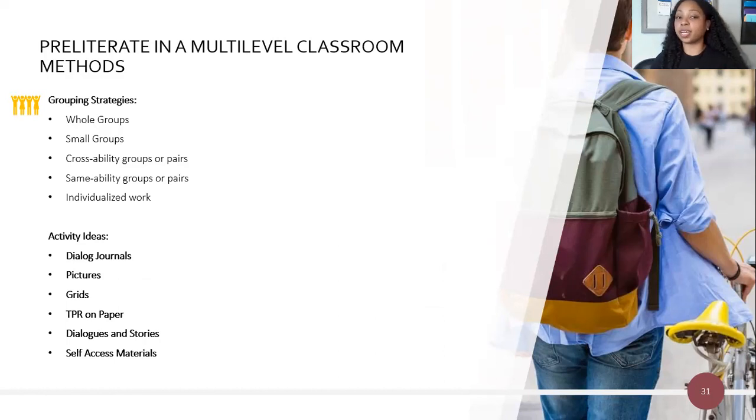Some activity ideas that I think are great for pre-literate learners in a multi-level classroom include dialogue journals. This is really great for building a relationship with your students, because even if they can't write a whole lot in the beginning, you can still talk to them and transcribe what they want to tell you, until they learn enough to be able to write to you themselves. Other ideas are pictures, so captioning, labeling pictures, doing grids, TPR and paper, dialogues and stories, and self-access materials.